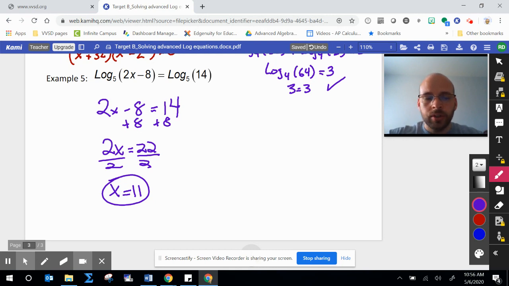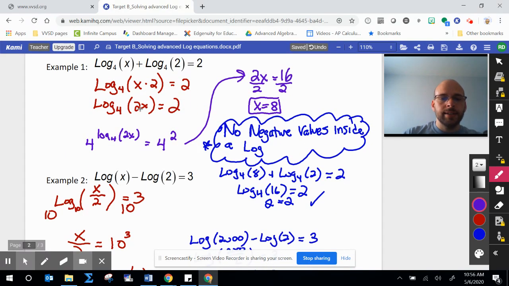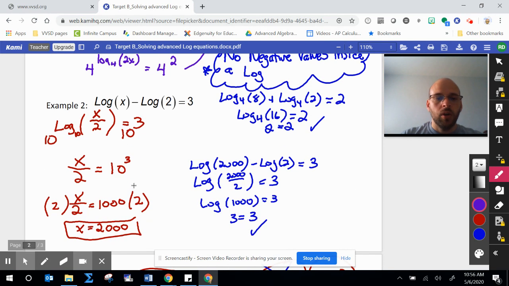Always check your answers. So we had three kinds of problems. We had just, can you condense, get rid of the log and solve, right? So we don't want any negatives. Make sure you check your answers. So we condensed using multiplication because it was plus. We condensed using subtraction or division because it was a minus.